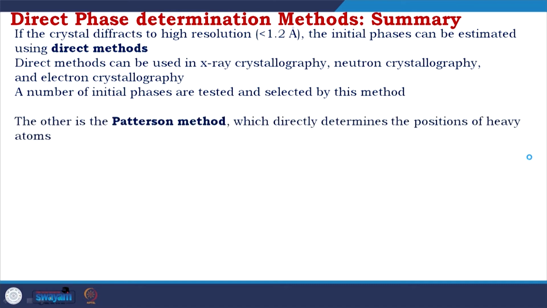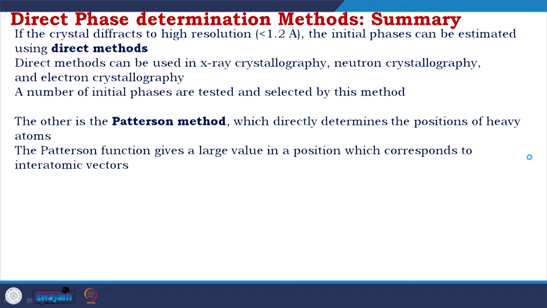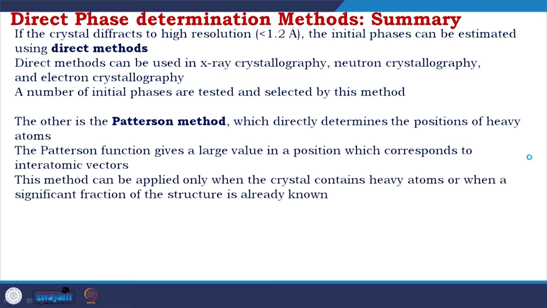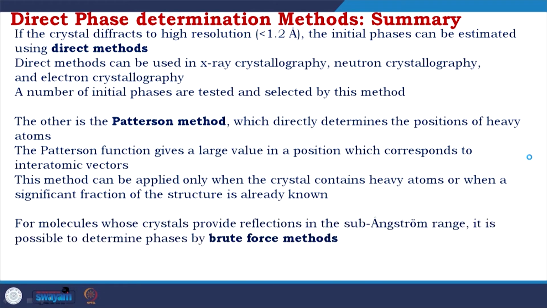A number of initial phases are tested and selected by this method. The other one is the Patterson method, which directly determines the position of heavy atoms. The Patterson function gives a large value in a position which corresponds to interatomic vectors. This method can be applied only when the crystal contains heavy atoms or when a significant fraction of the structure is already known. For molecules whose crystals provide reflections in the sub-angstrom range, it is possible to determine phases by the brute force method.